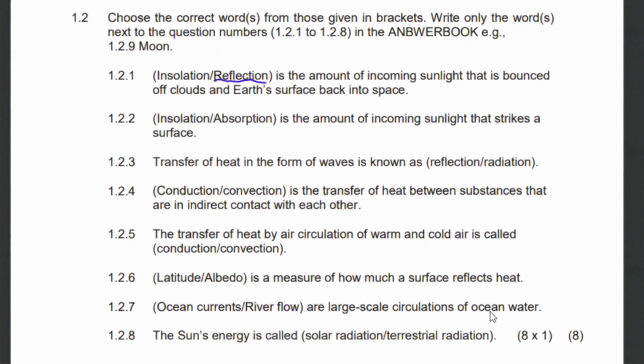So that is reflection. Then number 1.2.2, insolation or absorption, which is the amount of incoming sunlight that strikes the surface. We have talked about that. That is insolation. Transfer of heat in the form of waves is known as radiation. If heat is transferred in the form of waves, that is radiation. Right, moving on to the next question.